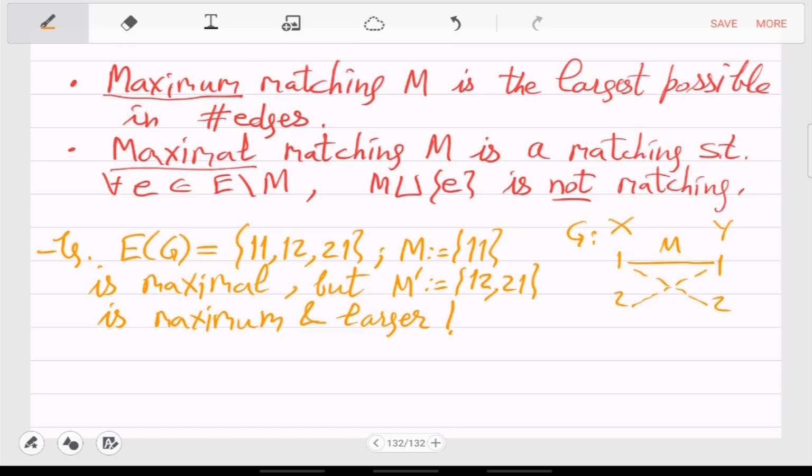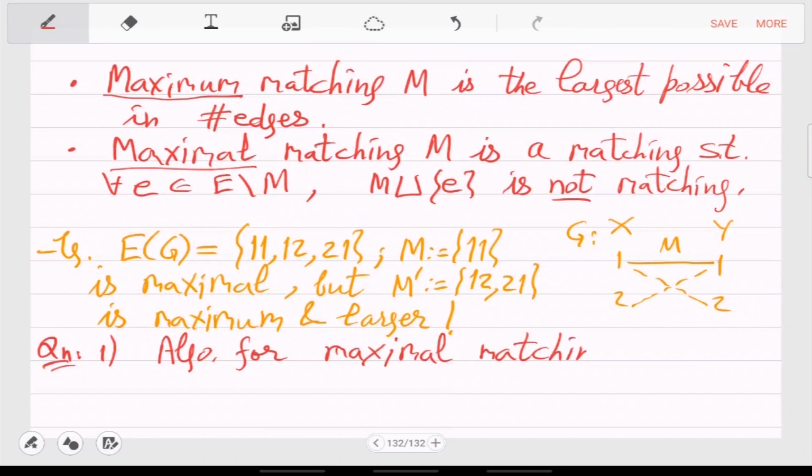Do you know of any algorithm to solve this? How do you find maximum matching? In fact, first of all, how do you find a maximal matching? How do you find maximal? Well, you just pick any edge and you keep adding edges till you cannot add anything. Right? So it's a simple for loop. So this is a very fast algorithm to find maximal matching. It's direct from the definition.